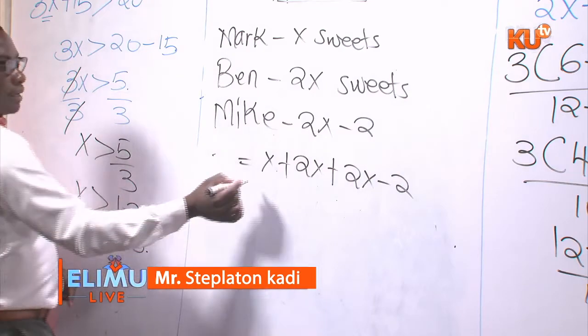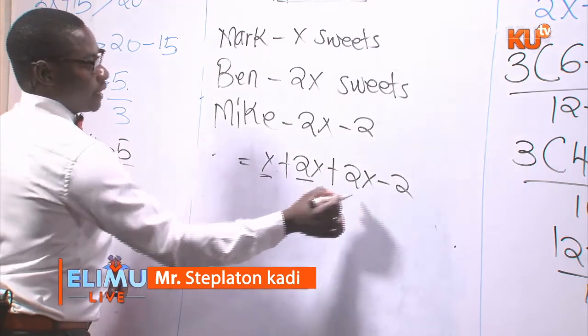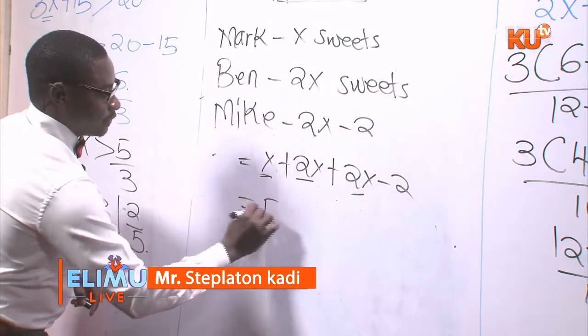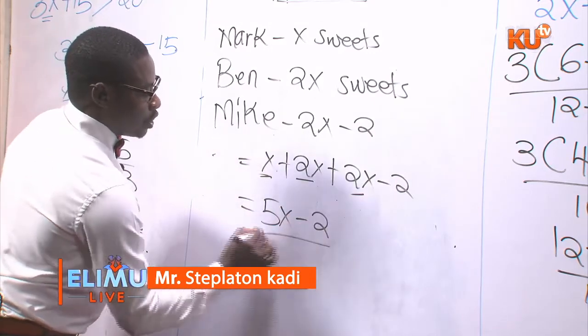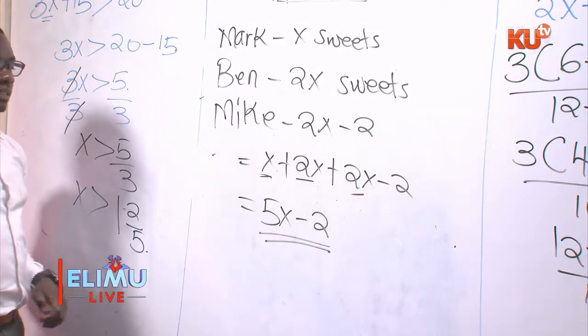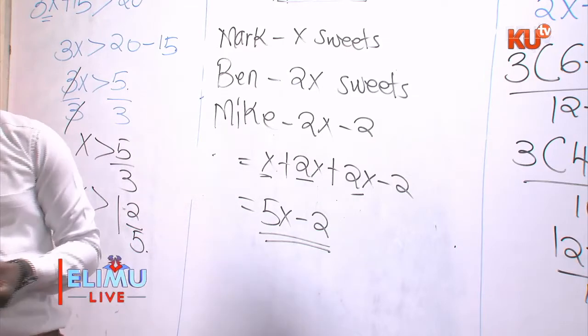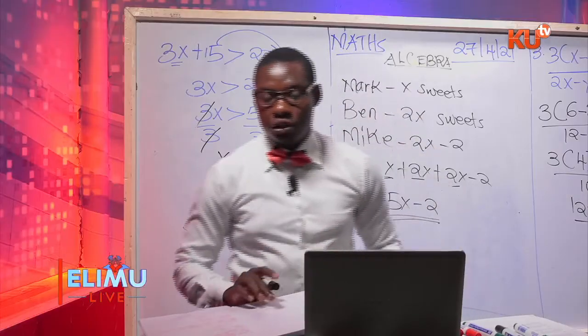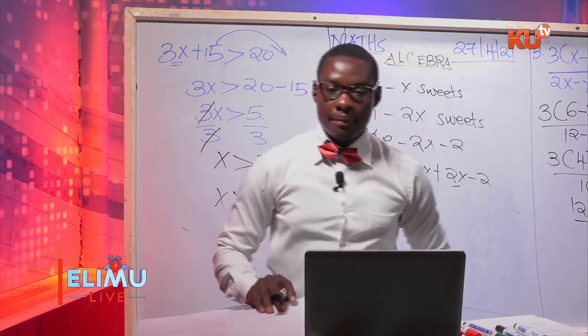Then we solve by collecting like terms. x plus 2x plus 2x, that is 5x minus 2. So the total number of sweets they had is 5x minus 2. So that is how we solve questions in algebra.